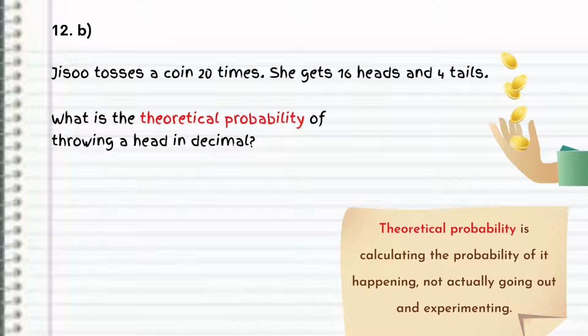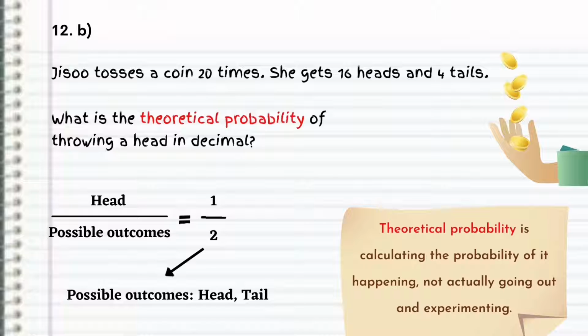Now to find the theoretical probability, we need to divide the outcome wanted, which is head, by the possible outcomes. There are only two possible outcomes when we are tossing a coin, which is head and tail. Therefore, we divide 1 by 2 and get 0.5.